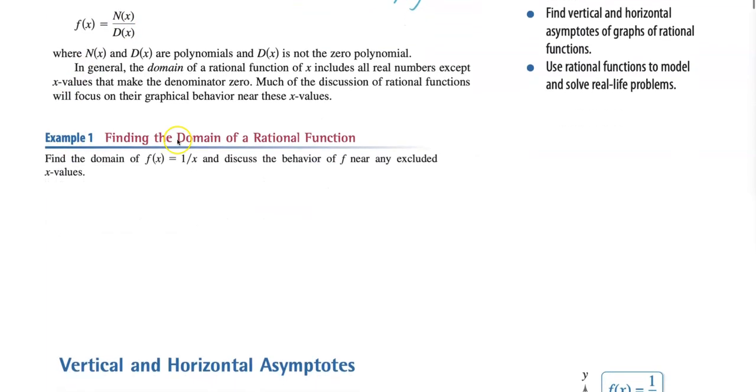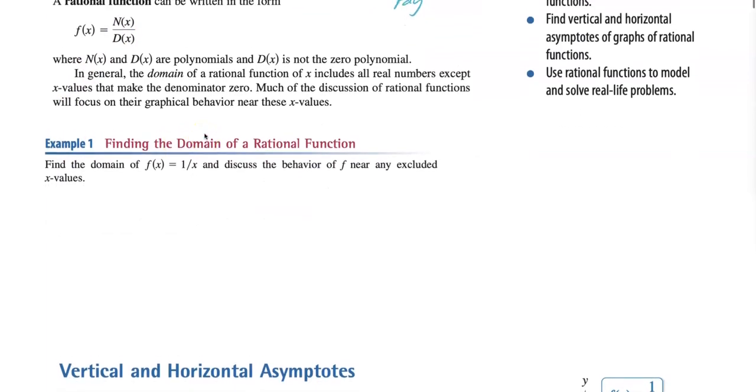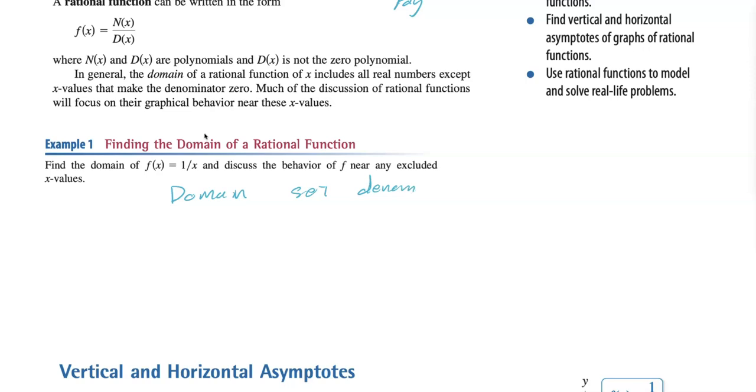Now, what's the domain of a rational function? Just like any other fraction, you set the denominator not equal to 0. So just like when it's 1 over x, the domain is x does not equal 0. So that works for any polynomial function.